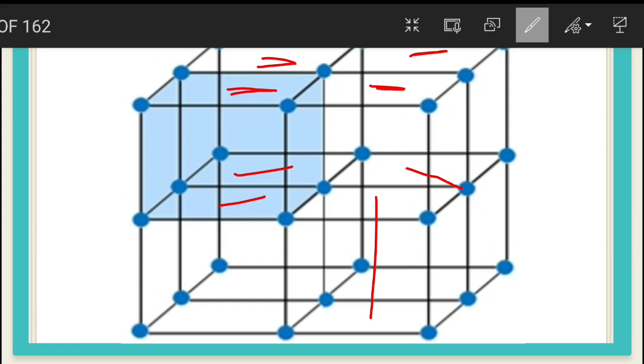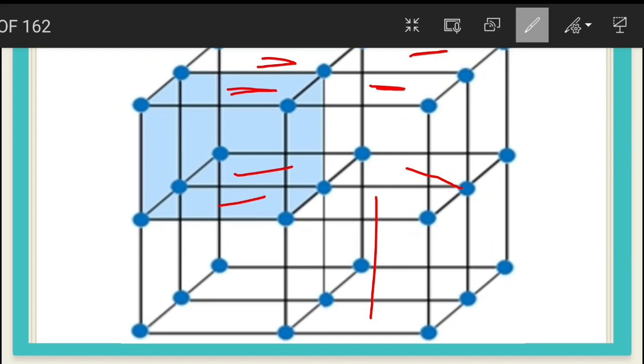That is, for primitive unit cells. We have studied that unit cells are of two types, isn't it? Primitive unit cell and centered unit cell. The primitive unit cell, you know, has particles present only at the corners, and then you have centered unit cells. The centered unit cell is again divided into 3 types: BCC, body centered unit cell, FCC, face centered unit cell, and end centered unit cell. We won't be discussing the end centered unit cell. So we'll be discussing primitive unit cells and centered unit cells.